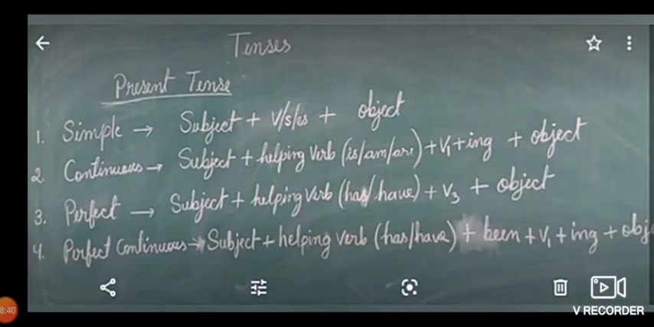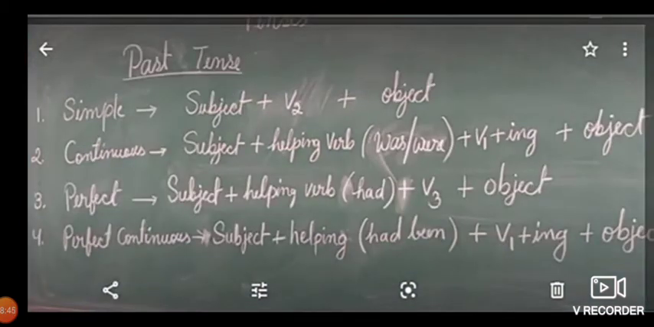Now, let us see the next one. Now, if we talk about past tense, simple past. Now, simple past again, the same way. First, you have subject plus second form of the verb plus object. That is, she wrote a letter. Wrote becomes verb in second form.